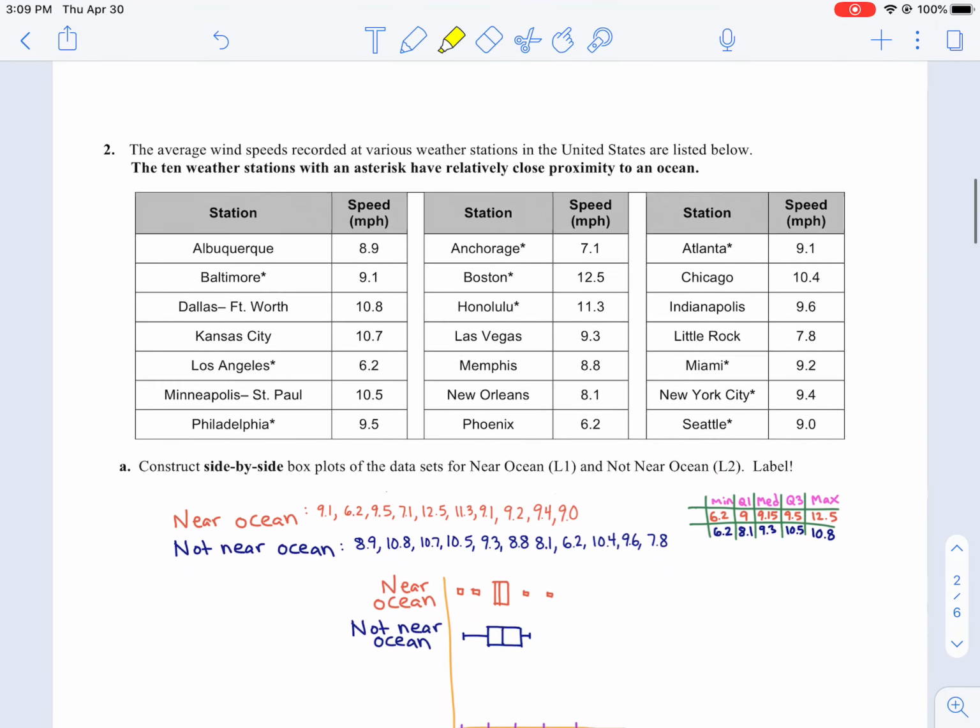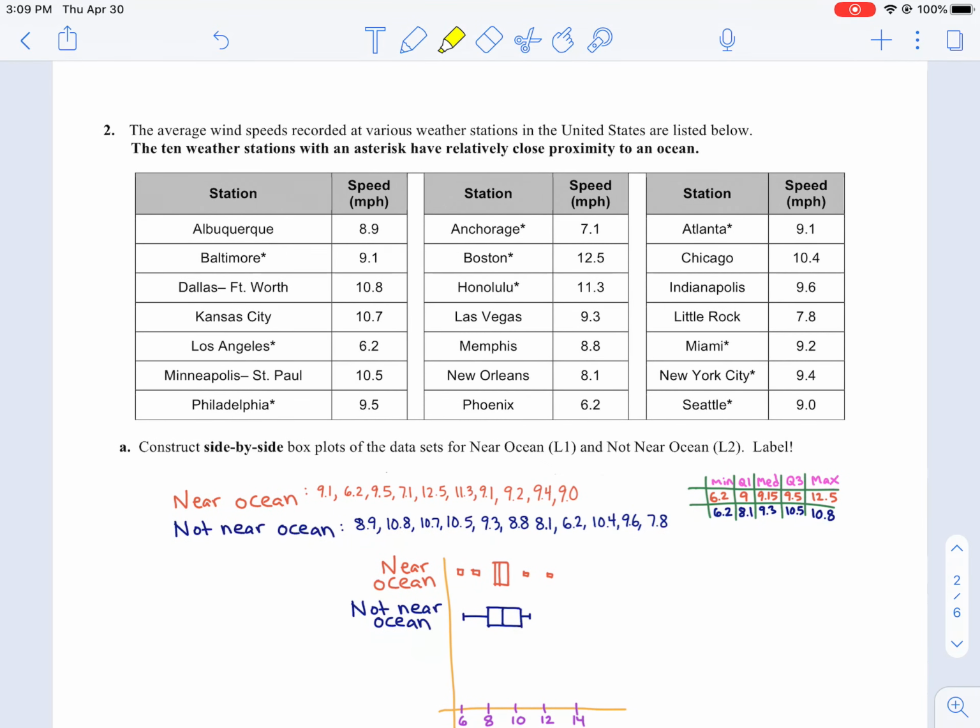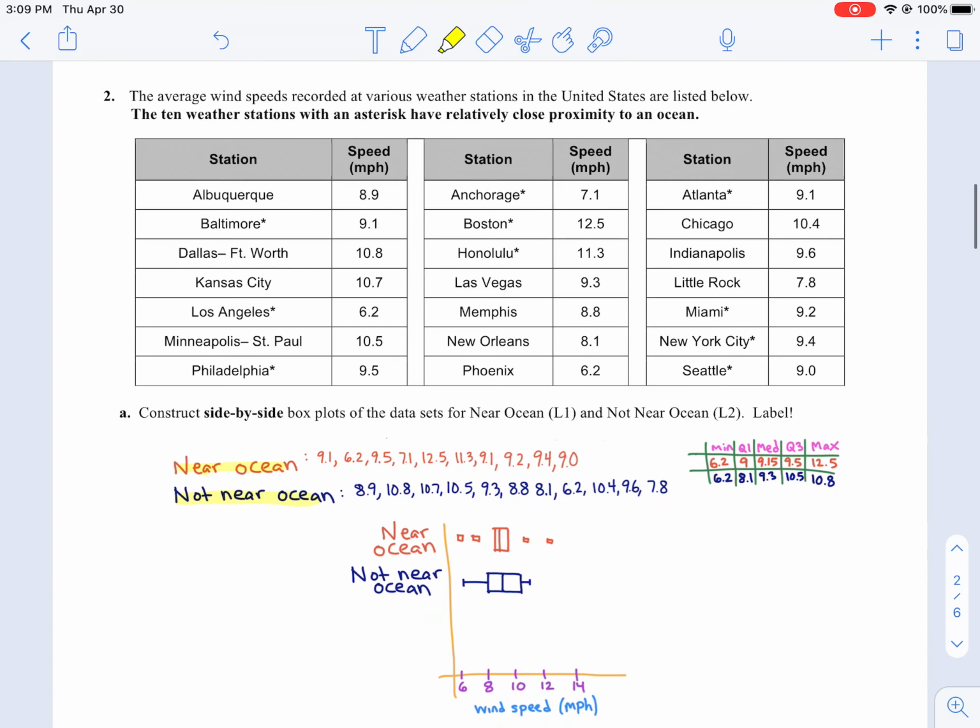Okay, so for problem number 2, we're going to take a look at weather stations that are near the ocean, and weather stations that are not near the ocean, and we are going to construct side-by-side box plots of these two. If we take a look at these, the 10 weather stations with an asterisk have close proximity to the ocean. So those would be near the ocean.